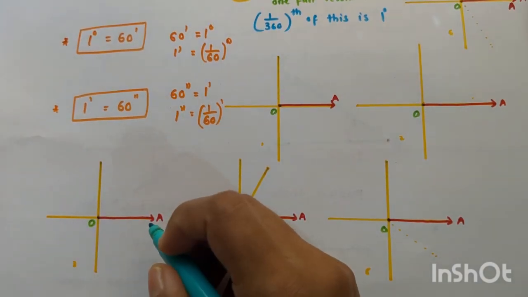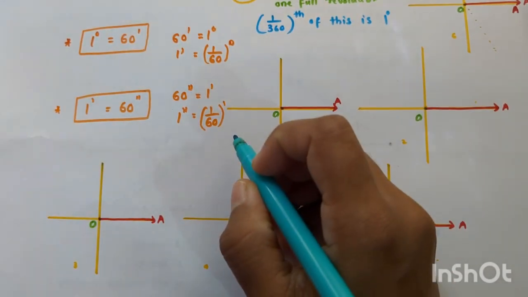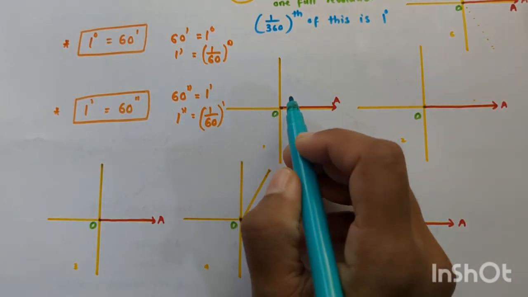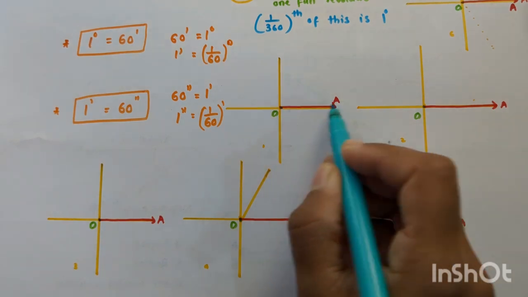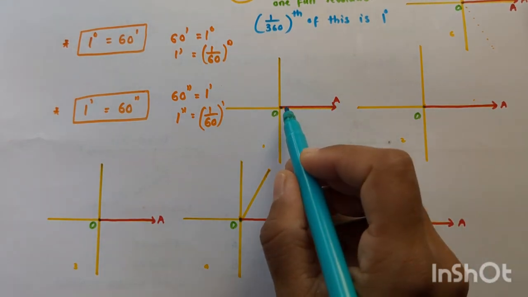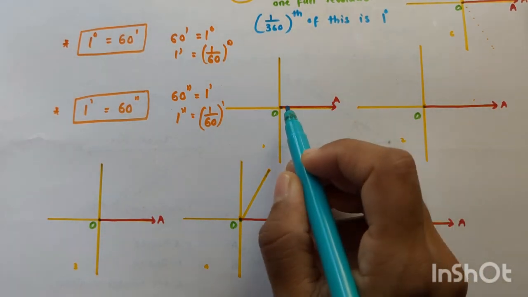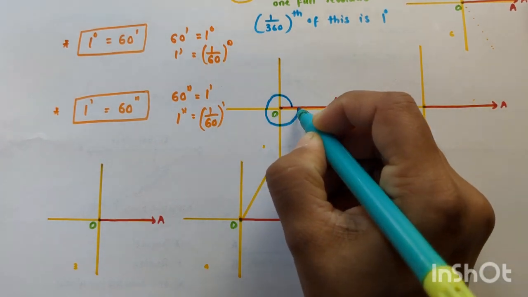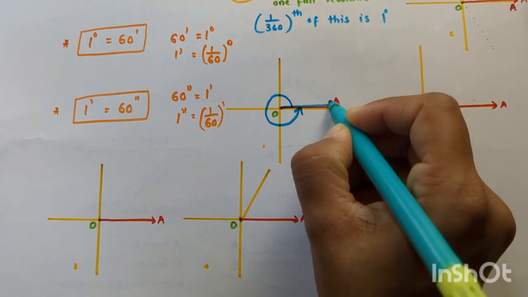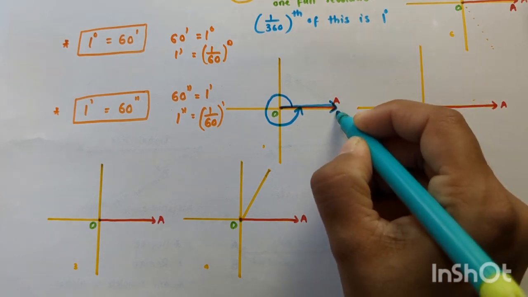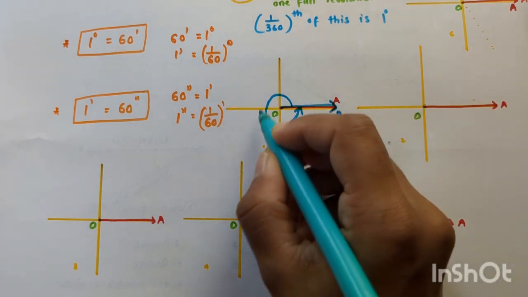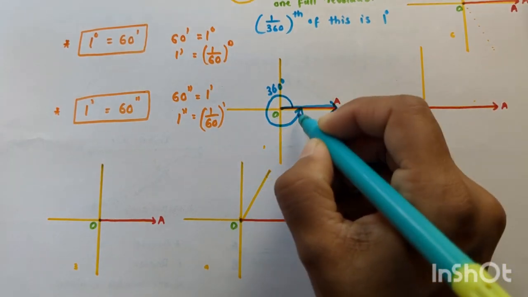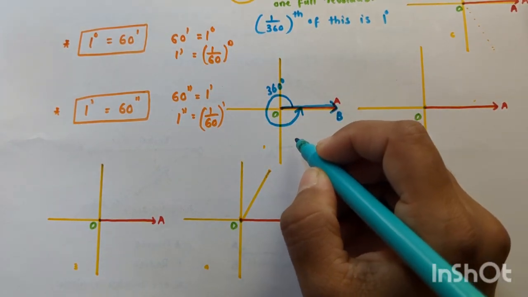Now, let us see how to represent the 360 degree angle. A 360 degree angle corresponds to 1 full revolution of the original ray. Here you see OA, the initial side of the angle, that is, the original ray. One full revolution of this ray means the terminal side will also be along the same line. So both the initial side and terminal side will be along the same line, and the angle corresponding to that is 360 degree. So this angle represents 360 degree.